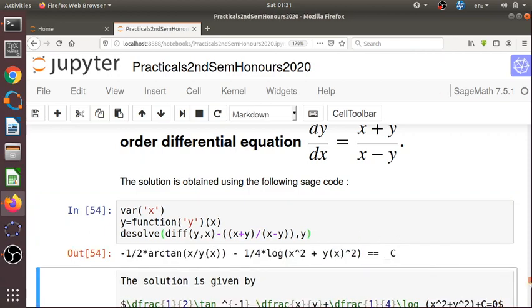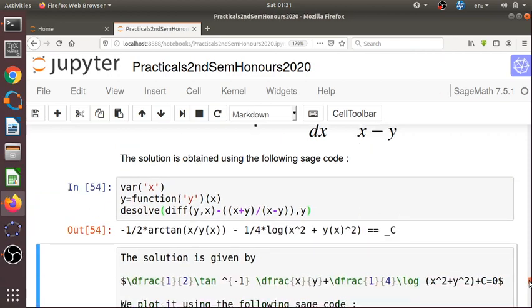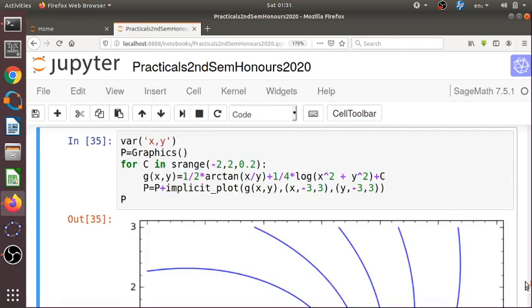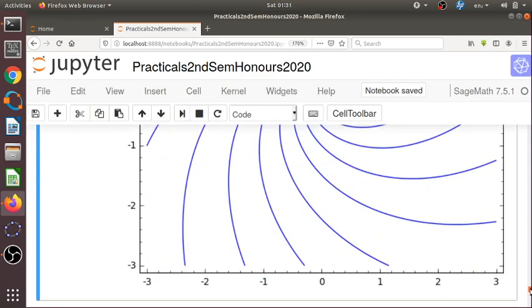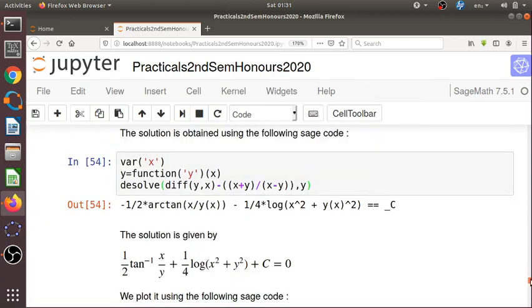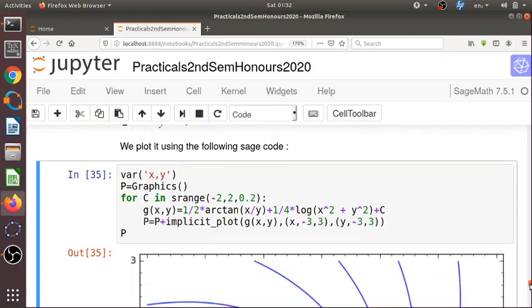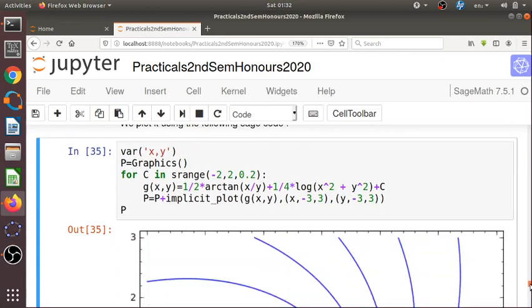So if you just press shift enter, you will get this solution: minus half of tan inverse x by y minus 1/4 log of x square plus y square equal to c. So the solution is given by this. We can just transfer this to the other side. So what we have done is transferred everything to the right side. So it's half tan inverse x by y plus 1/4 log of x square plus y square plus c equal to 0. Again we have an implicit equation, and so we will plot it using this.